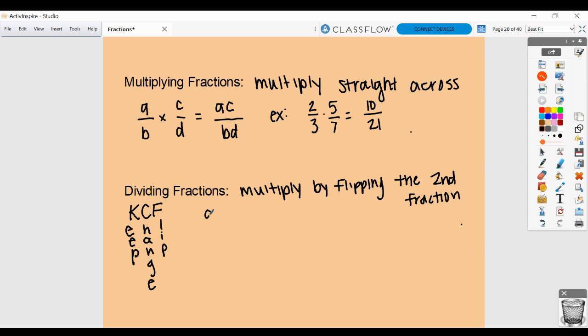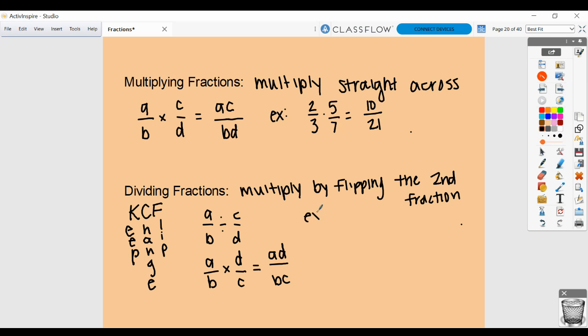So if I have A over B divided by C over D, what I'm actually going to do is keep the first fraction, change the division to multiplication, and flip the second fraction. And then I'm just going to multiply and get A times D over B times C.